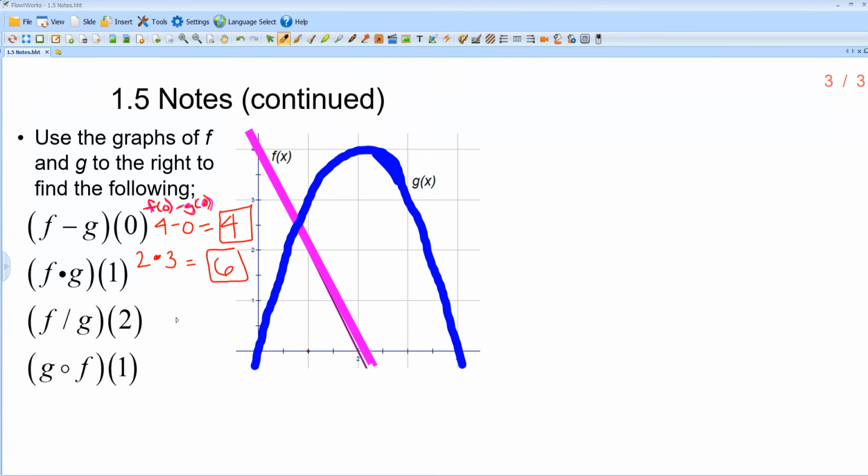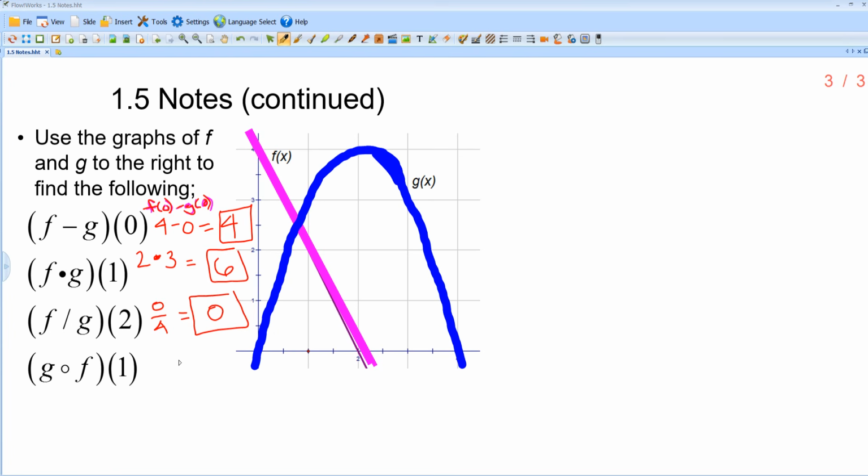F over g of 2. So I'm going to do f of 2 first, which is right here as 0, over g of 2. So here's 2. I go to the blue function. That value is 4. 0 over 4 is 0.